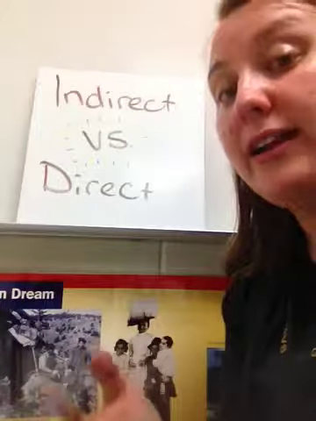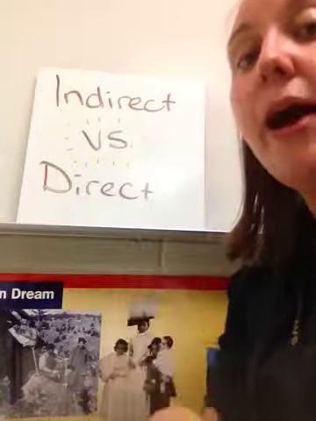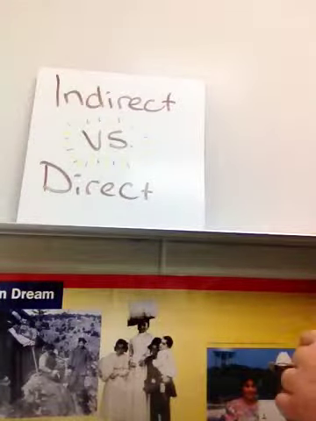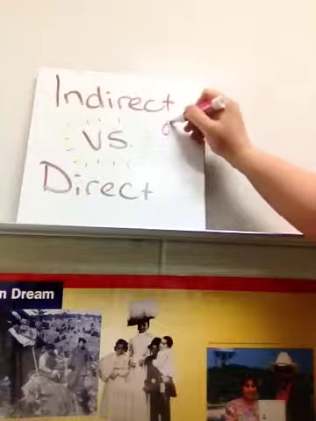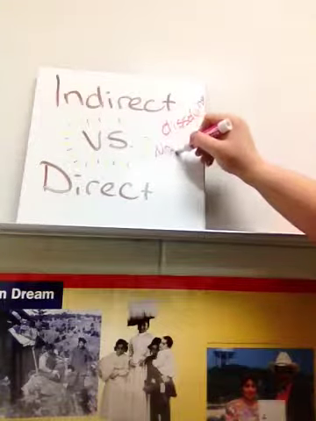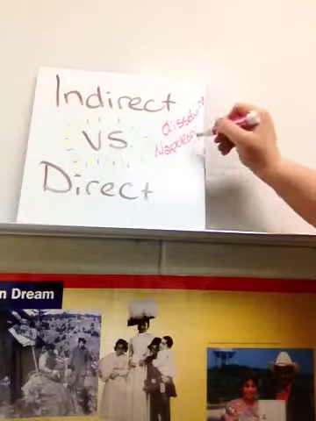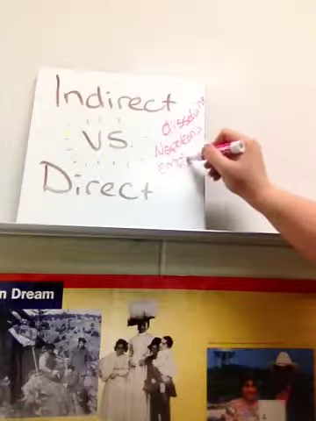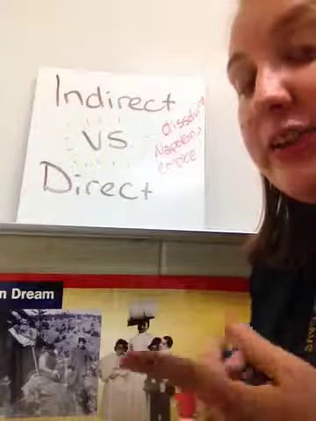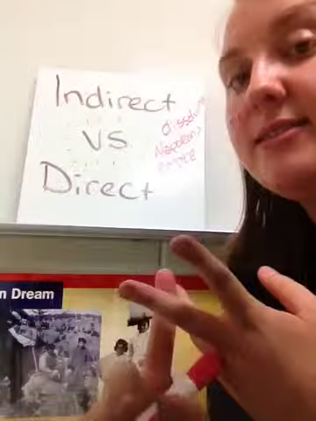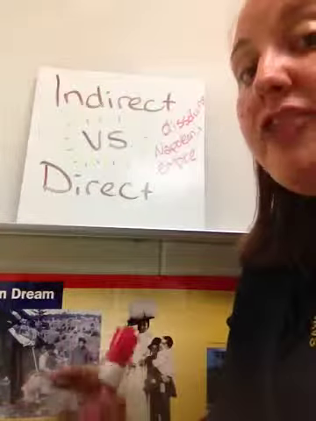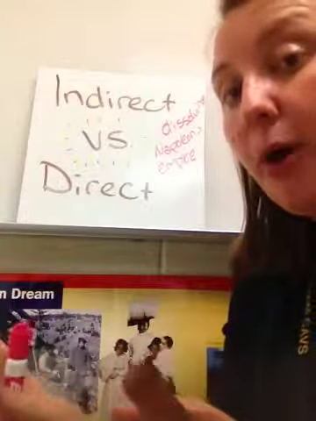Usually we talk about indirect and direct when we talk about one event. My event example is dissolving Napoleon's empire. All right, so today we're going to look at the indirect causes, the direct effects, and the indirect effects of Napoleon's empire falling apart.